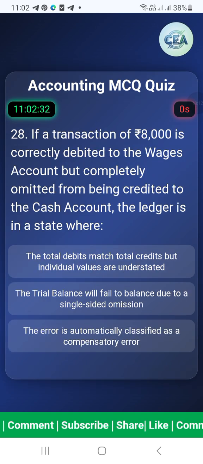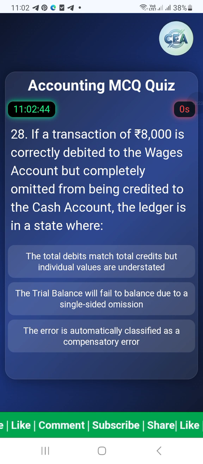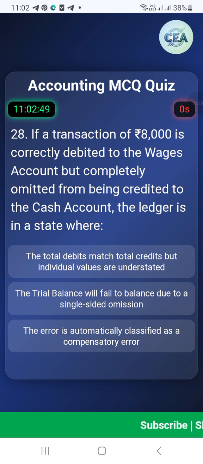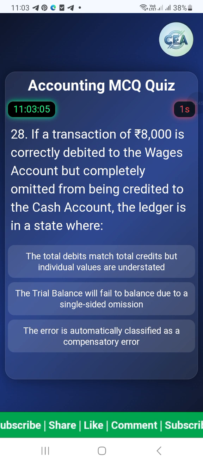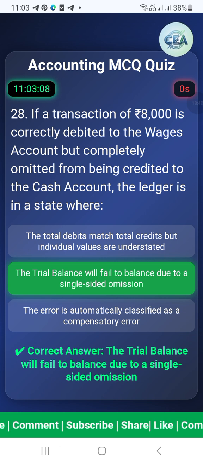28. If a transaction of 8,000 rupees is correctly debited to the wages account but completely omitted from being credited to the cash account, the ledger is in a state where: Option 1. The total debits match total credits but individual values are understated. Option 2. The trial balance will fail to balance due to a single-sided omission. Option 3. The error is automatically classified as a compensatory error. Correct answer is the trial balance will fail to balance due to a single-sided omission.